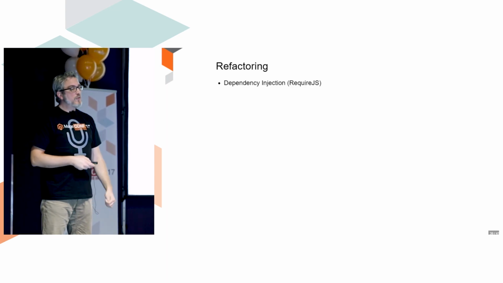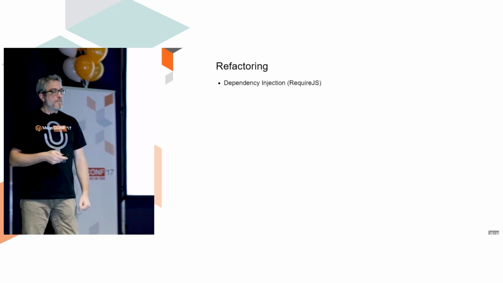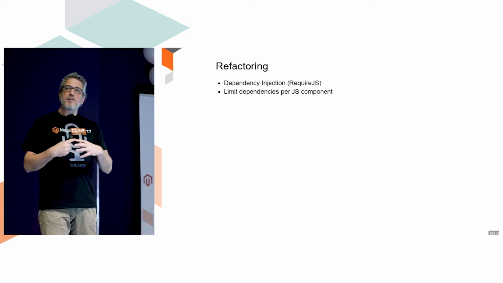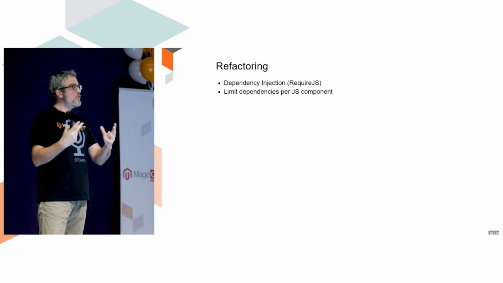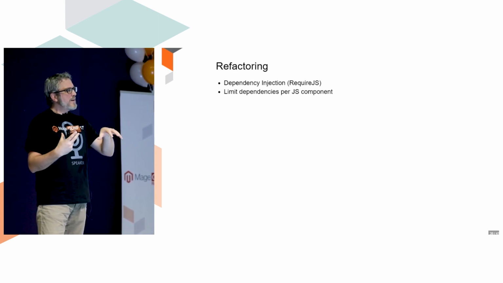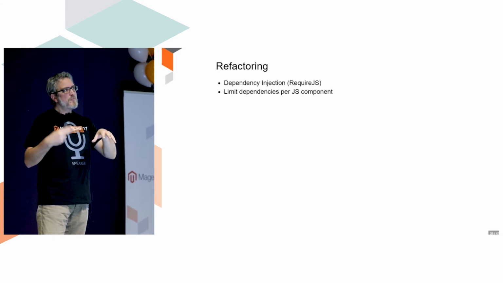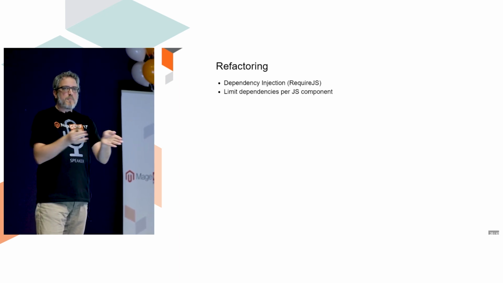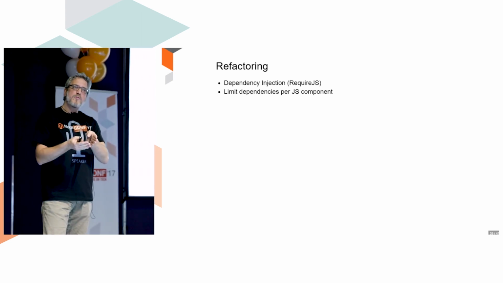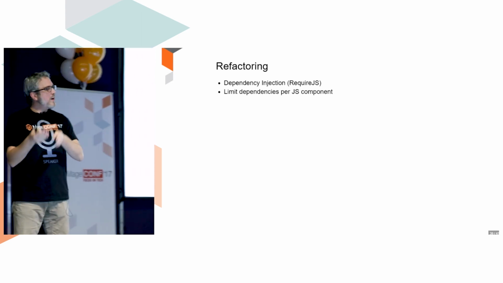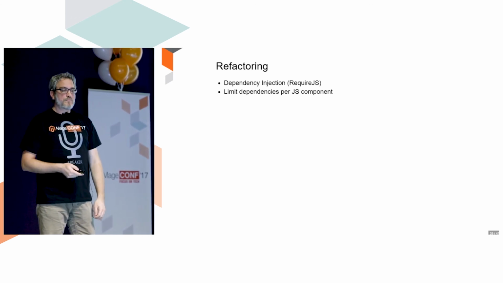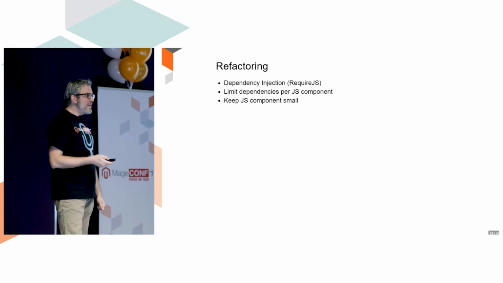You refactor the code by using dependency injection, by limiting the dependencies per JavaScript component. As soon as one JavaScript component has too many dependencies, where part of the dependencies might be related to the browser and the other part might be related to something else, split it up into different JavaScript components. And then suddenly you have a JavaScript component that runs within Jasmine and the other one runs within, well, whatever you want to do, tape. So that's basically the point.